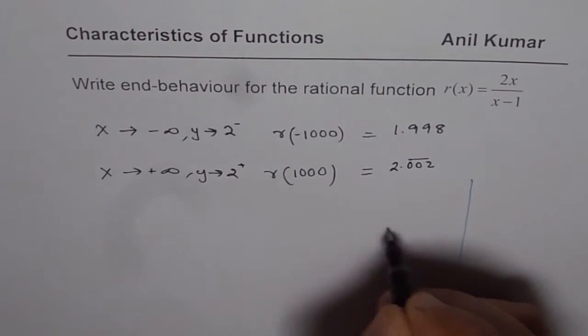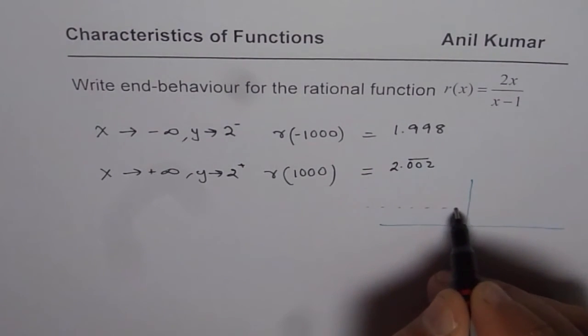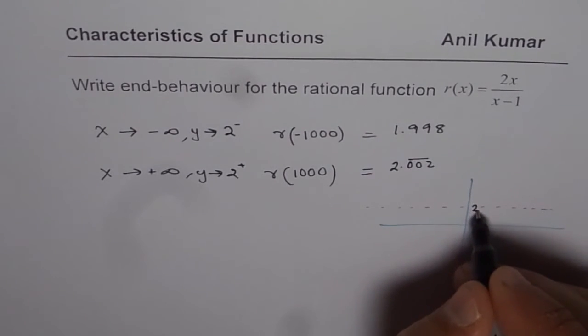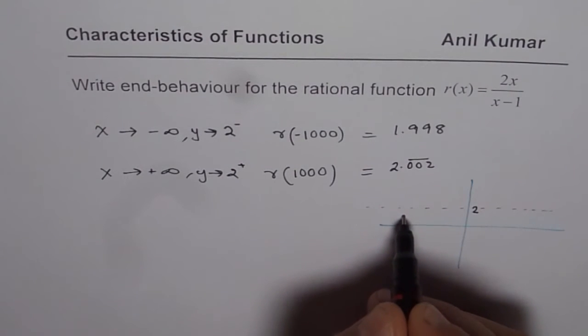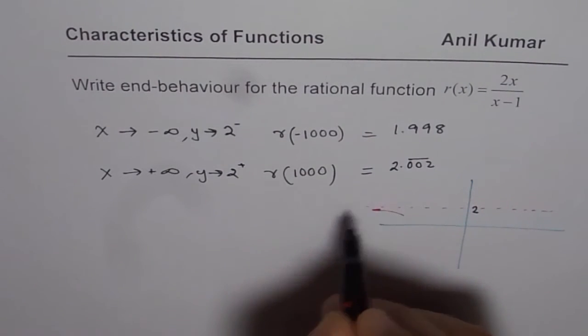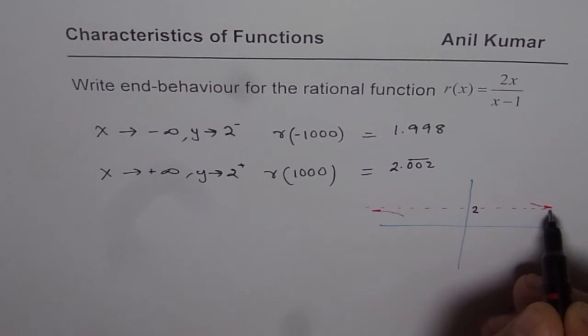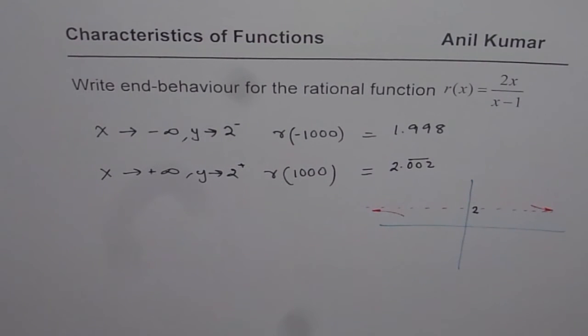So let me make a rough sketch here for the horizontal asymptote only. It is trying to approach 2 kind of like this, right? So what we have got here is a horizontal asymptote at y equals 2. When you are approaching negative infinity, you are approaching 2 from below, this side, right? And when you are approaching positive infinity, you are approaching kind of like this. But in both cases, the function is approaching 2. So that is what the end behavior is. You can sketch this function and understand it better. Thank you and all the best.